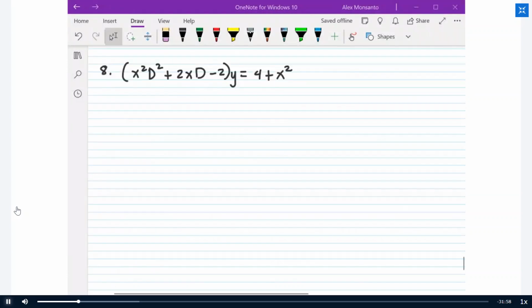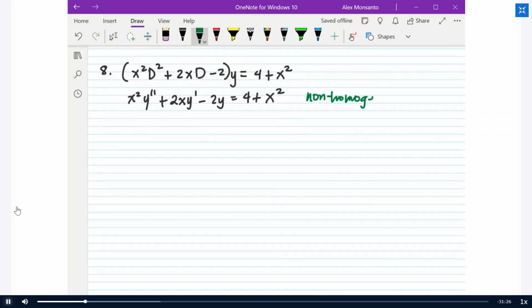Okay, so for our next problem, so we have x squared times the second derivative plus 2x times the first derivative minus 2 being multiplied to y is equal to 4 plus x squared. So, pwede rin maging ano yan. Pag distribute natin yung y, it can be x squared y double prime, plus 2x y prime, minus 2y is equal to 4 plus x squared. Okay. So, ngayon, since itong ganitong equation, this is said to be non-homogeneous na po. So, ibig sabihin, kailangan kuha muna natin kung ano ba yung magiging y sub c, tapos yung y sub p.